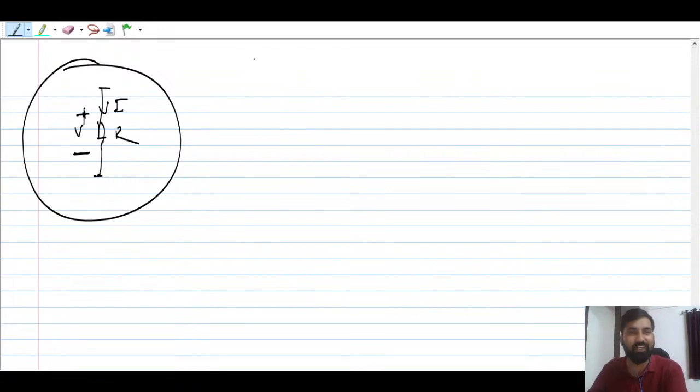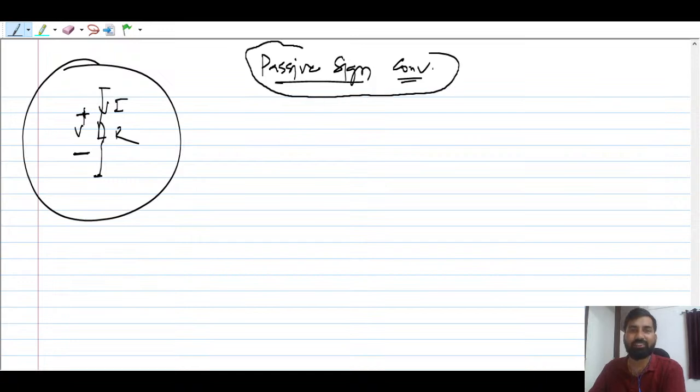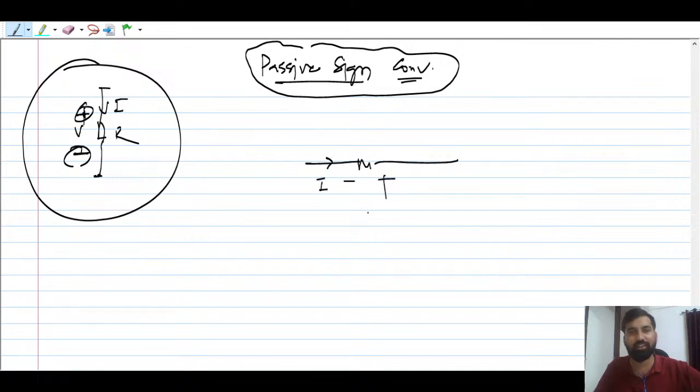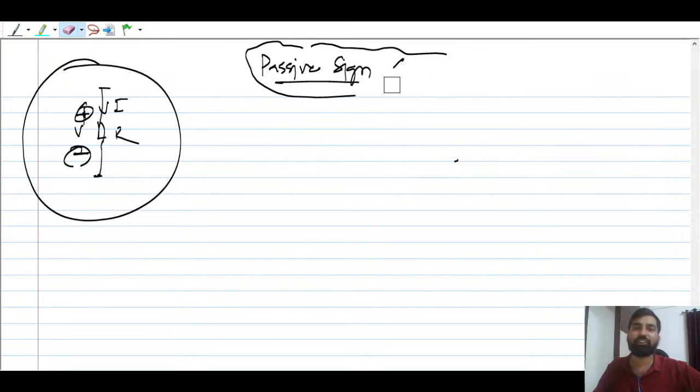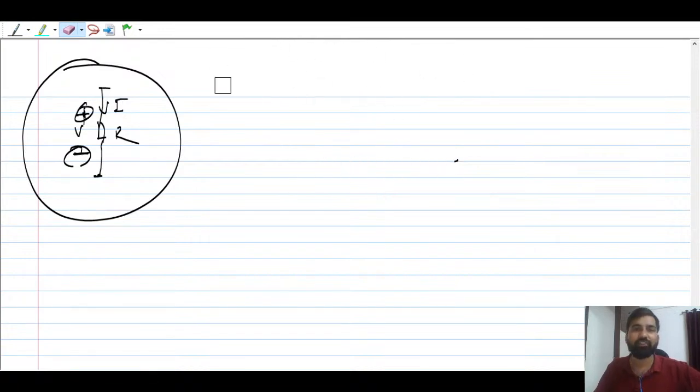But the passive sign convention that I will talk about is applicable for passive elements. So if current is flowing through any passive element, the current will always enter from plus to minus. Suppose this is a resistor and the current is entering; you should never write it like this, this is wrong. We have to follow the passive sign convention. But if in the exam they have already specified the direction, you have to follow that.